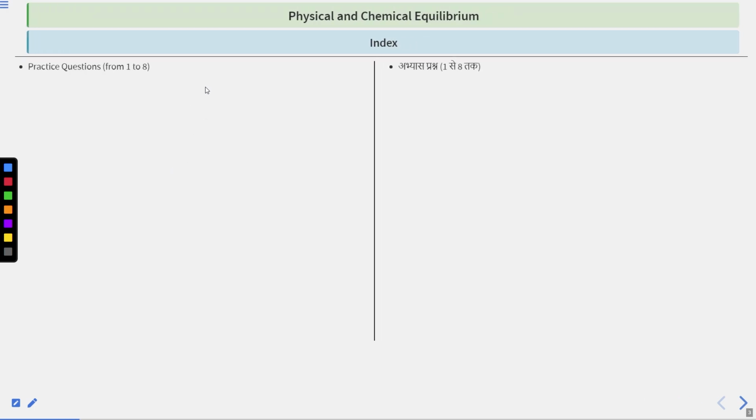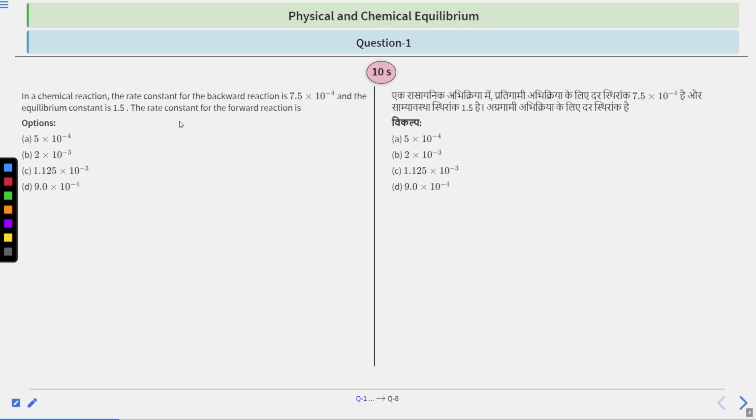So this is our index slide. We are going to see some practice questions from question number 1 to question number 8. Let's start with question number 1.